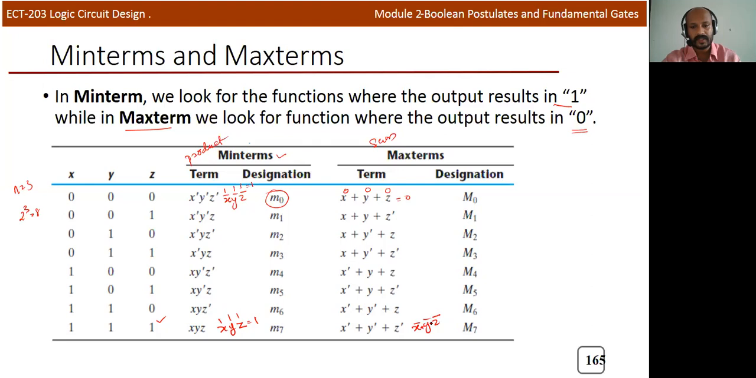We put a plus to indicate the sum term. The x value is 1, now it is 0. When you take y bar, it's 0, and 0. So 0 plus 0 plus 0 will give you 0. That is actually the max term. So there is a difference between representing the same value as a min term and as a max term.